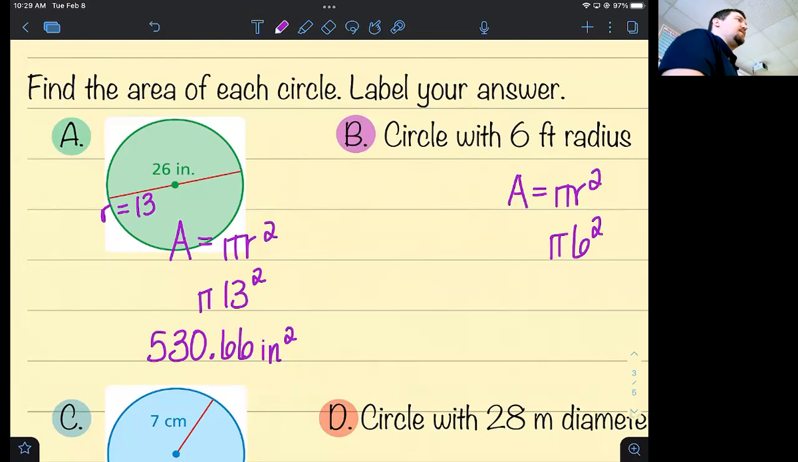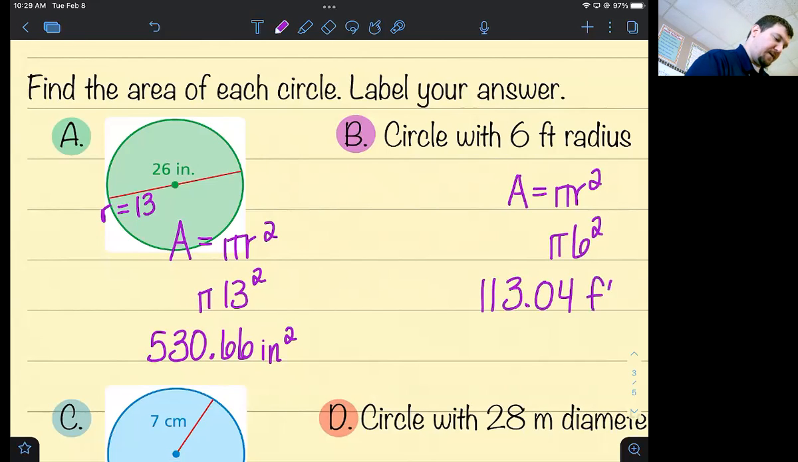And so save yourself some time. You guys know what 6 times 6 is, don't you? Yeah, so save yourself some time. Don't type that in. 36 is where you can start, and then times 3.14. 36 times 3.14 is 113.04, and then feet squared.